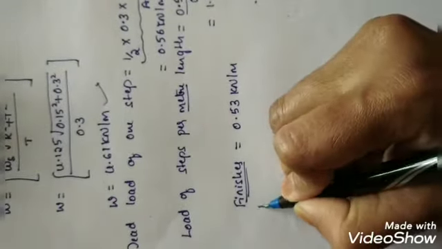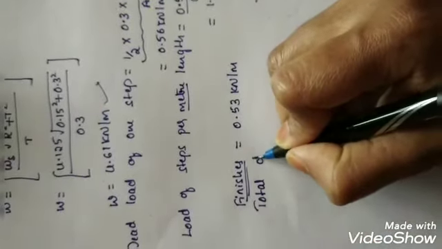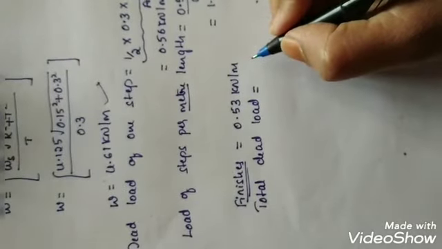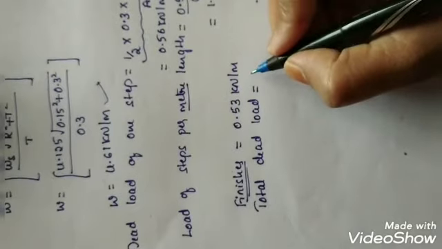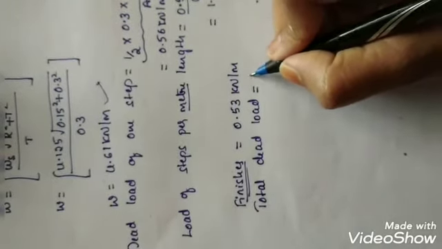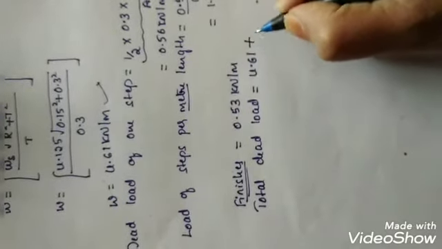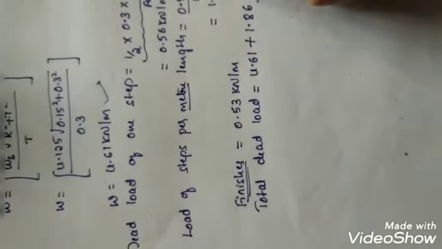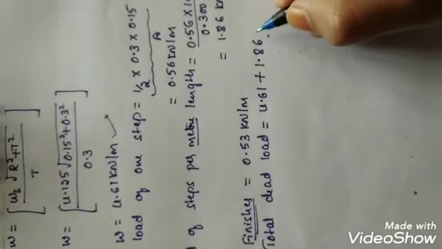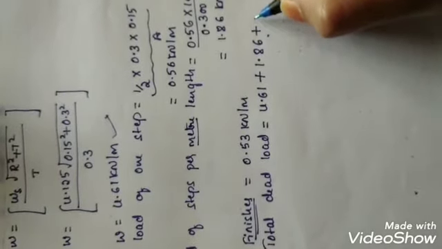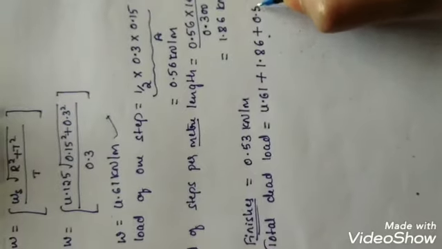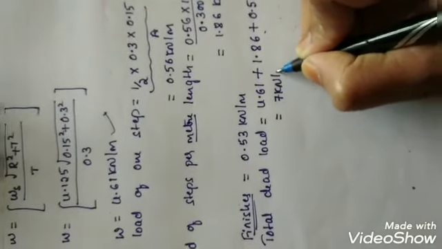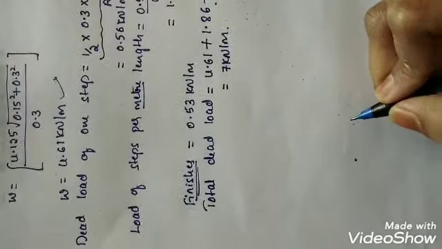And next I need to calculate the total dead load. So for the total dead load, I just add all the dead loads we have calculated up to now. Initially I have a dead load for the slope, that is 4.61, plus the dead load of 1.86 coming from the steps per meter length, and plus finishes, which we have considered as 0.53. If we add all the loads, we have got 7 kilonewton per meter. This is the total dead load we have calculated.